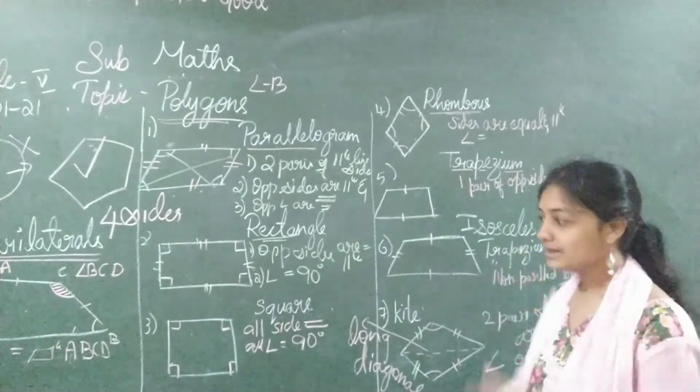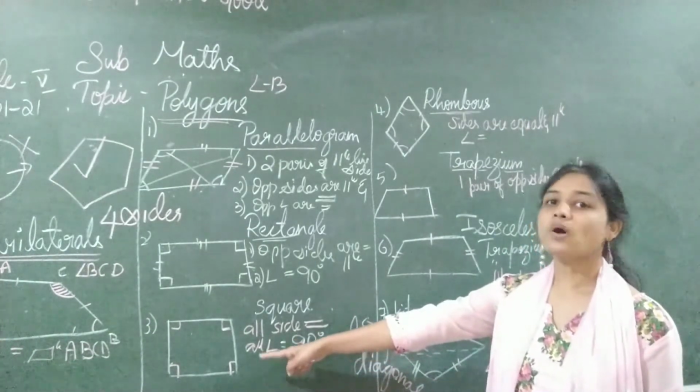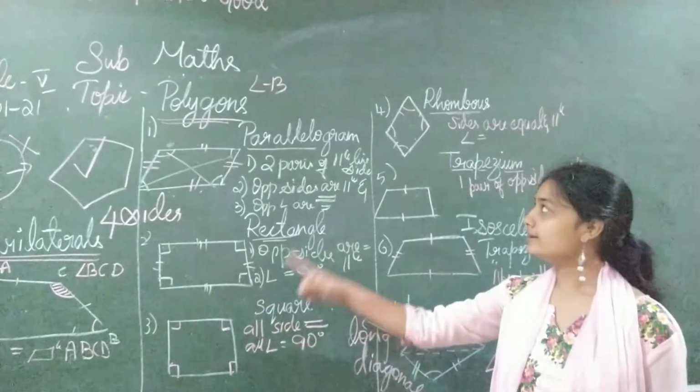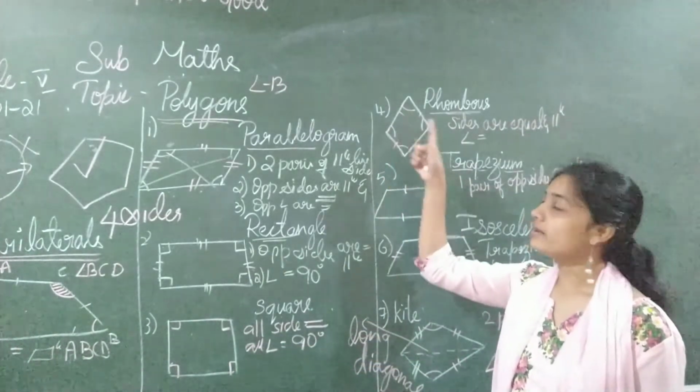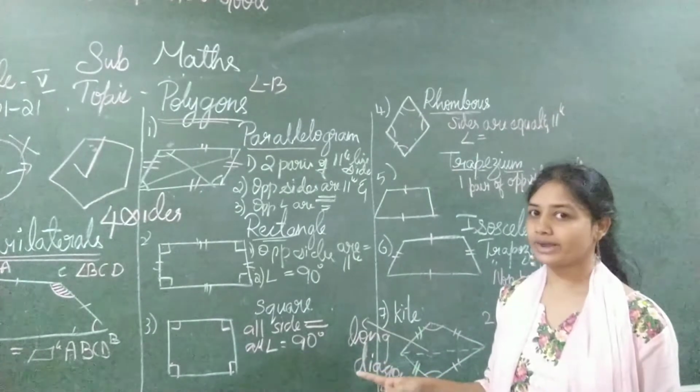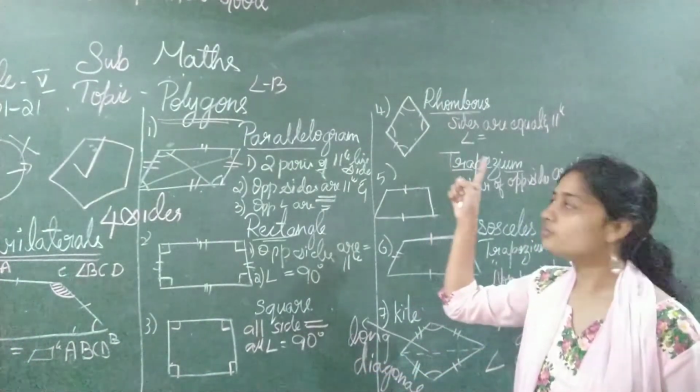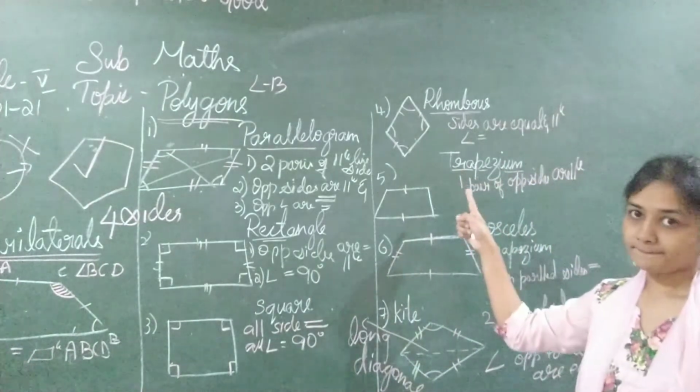A rhombus is just like a square where all the sides are equal and parallel. But the angles here are not equal to 90 degrees. Fine. Next we go for trapezium.